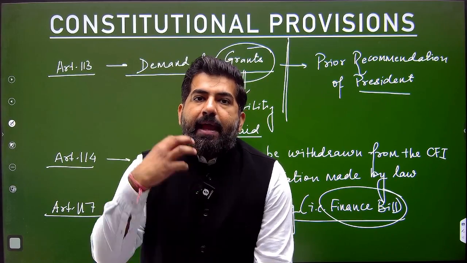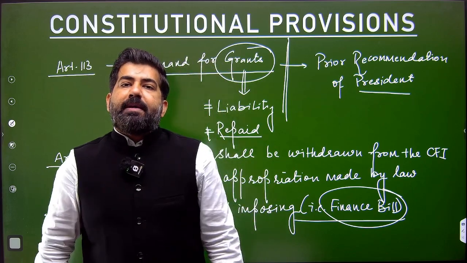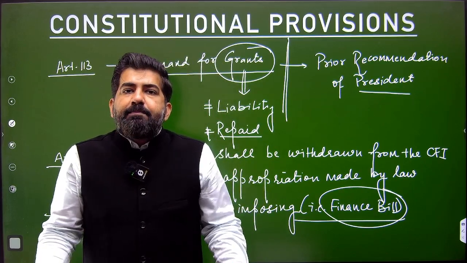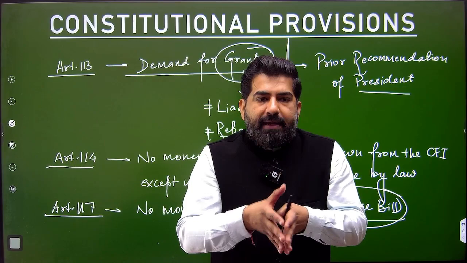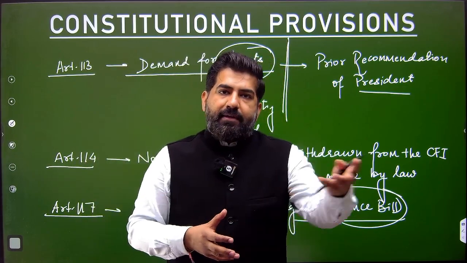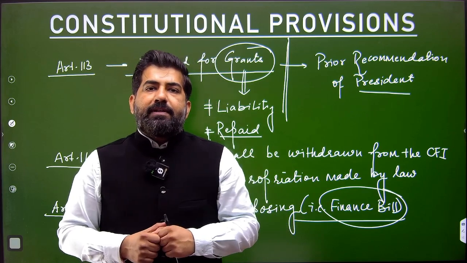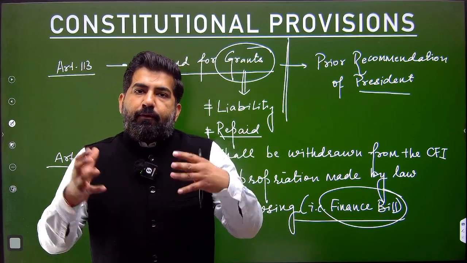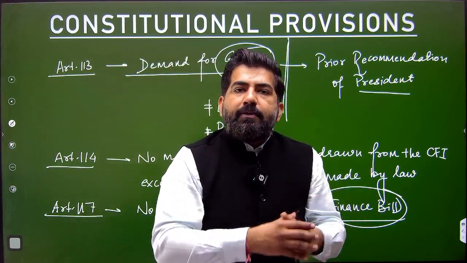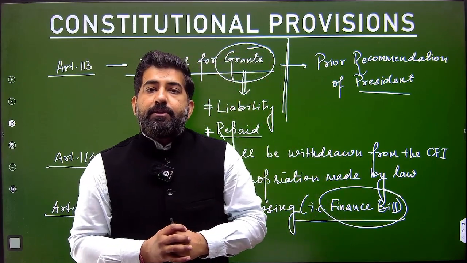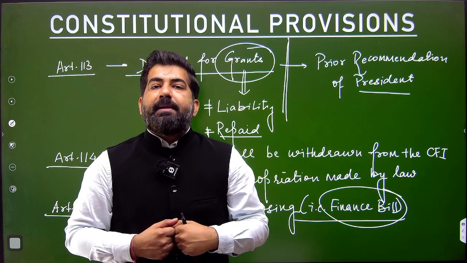Finance bill, guys, appropriation bill, these are the examples of money bill. Because what is appropriation bill? Involving expenditure from CFI. Yes or no? Look at article 110, that provision is there. What is finance bill? Bill that is imposing taxes. Look at article 110. So these are the examples of money bill, guys.